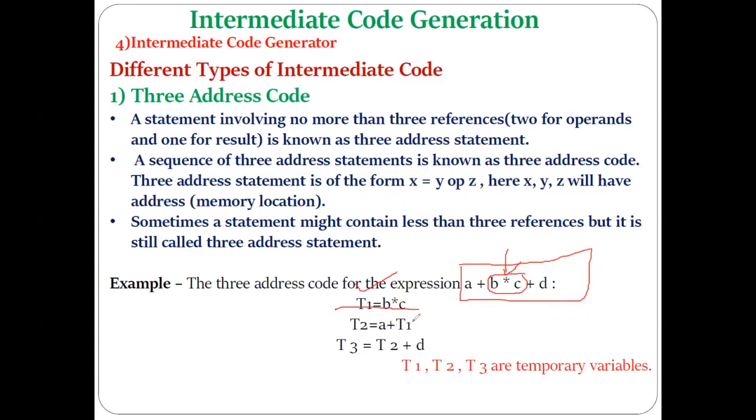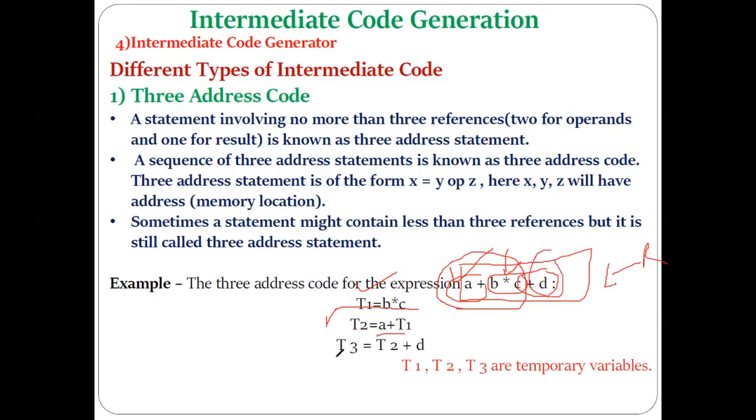Now the remaining parts are this and this. Which one should we create the three address code for first? Both plus operators have the same precedence, but here you have to follow left to right associativity. So first we generate the three address code for this part. That is the reason the second statement is t2 = a + t1, which means the three address code for this part is generated. Then the remaining part is only this.